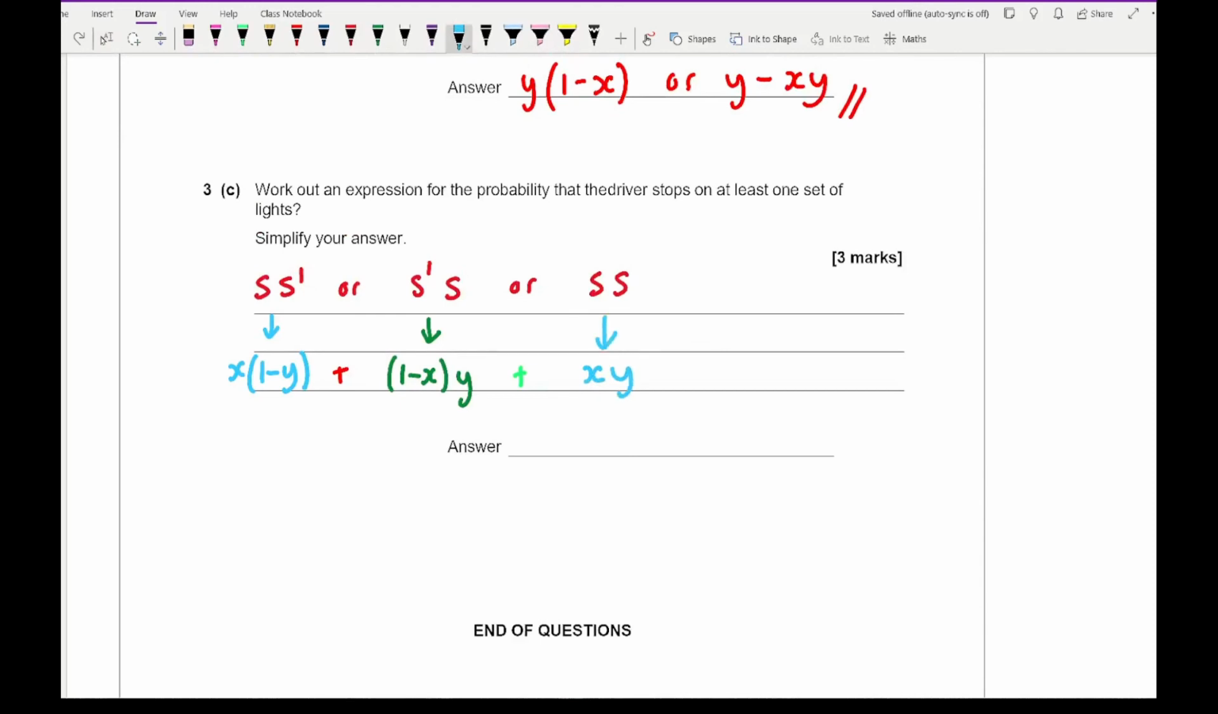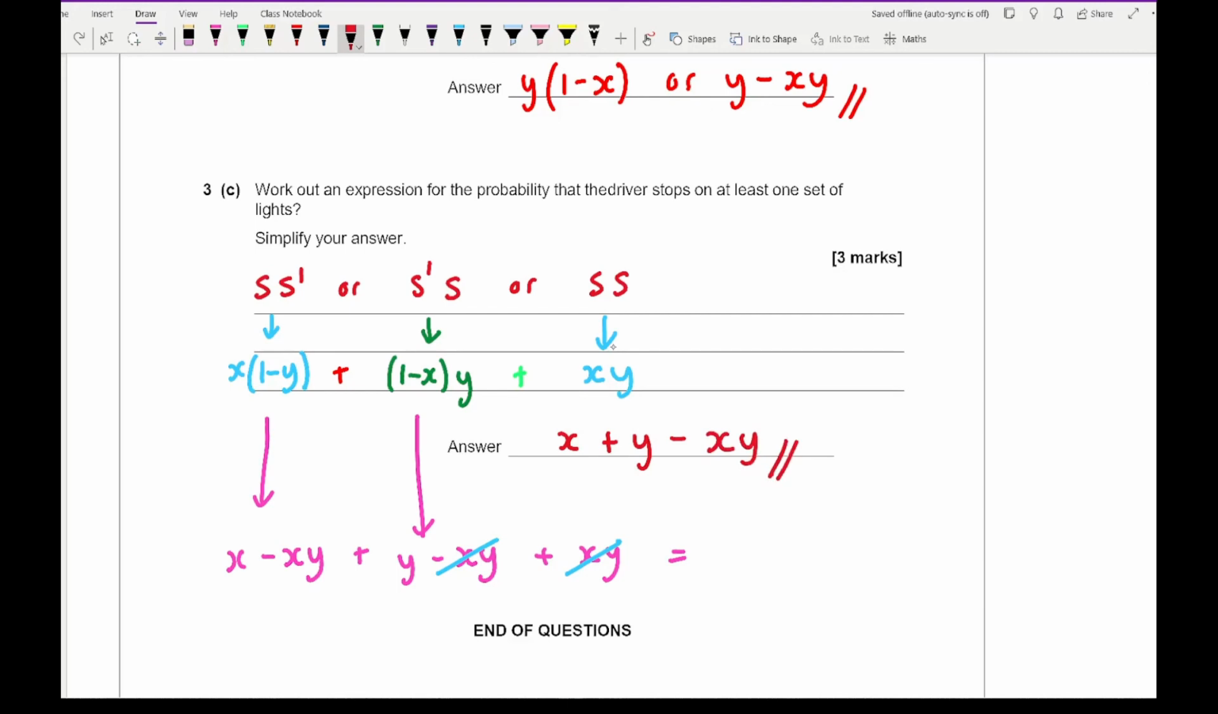So then what we need to do is simplify this expression. So if I expand this out, I get x minus xy, plus, expand this out, I get y minus xy, and then I've got plus xy. So then collecting all of the like terms, let's have a look at what cancels out. Well, this will cancel out with this. So then what is left? Well, I'm left with a positive x, I'm left with a positive y, and I'm taking away one xy. So x plus y minus xy, that there is my final answer.